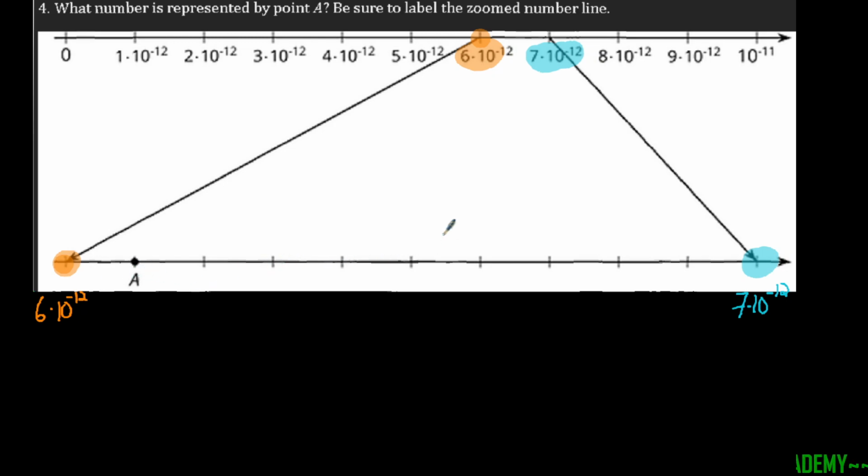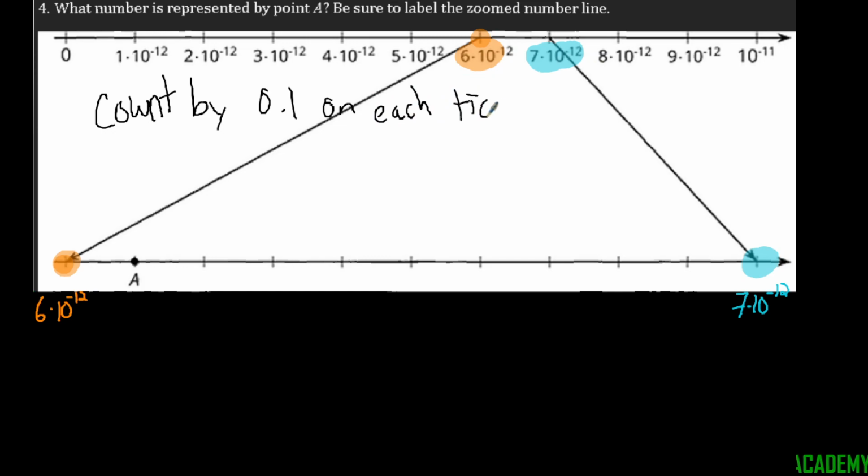So now that I have my left and right bounds, what do I need to do to fill in those values in between? I'm going to say count by 0.1 on each tick mark. And when I say tick marks, I'm talking about these little lines on here. The zoomed in line is where we're going to be at.